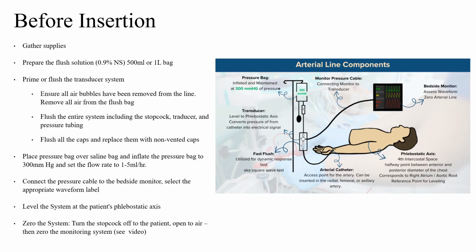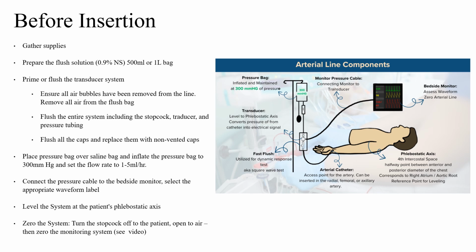So before insertion, on the nursing side of things, it's important that we gather our supplies like we talked about a couple slides ago. It's important that we get that 500 mL bag or that 1 liter bag of normal saline, and we prepare the flush solution first. So first and foremost, you want to get that bag and you need to prime and flush the transducer system. One of the most important things you need to do is ensure all air bubbles have been removed from the line, and that you remove all air from the flush bag. So as soon as you get that bag, spike it and burp it, or put in a little catheter and get the air out of the flush bag.